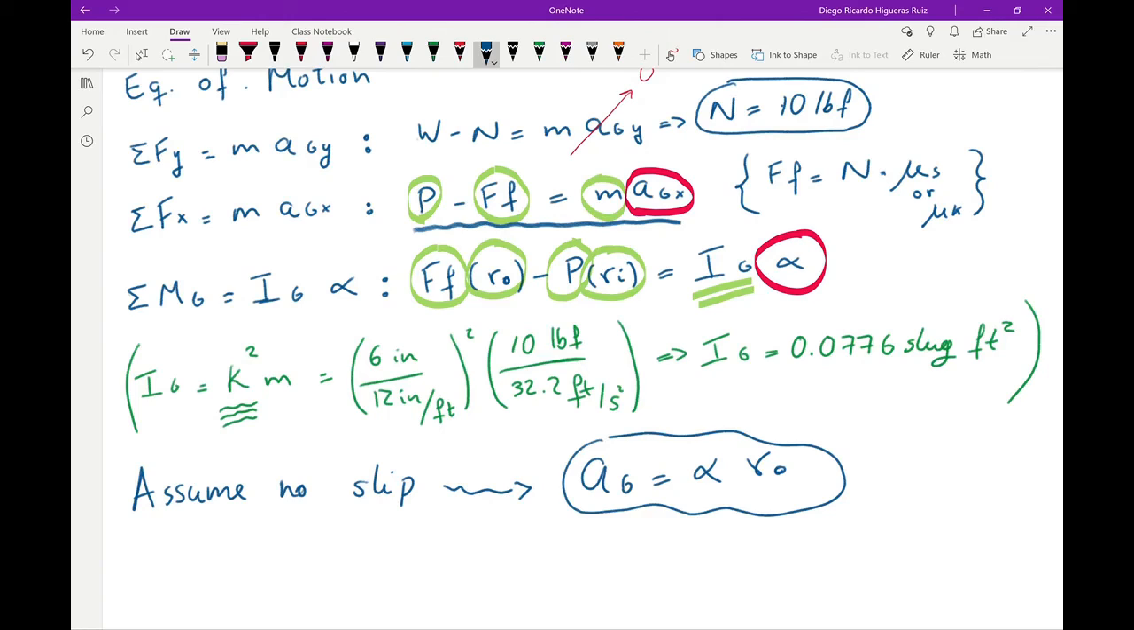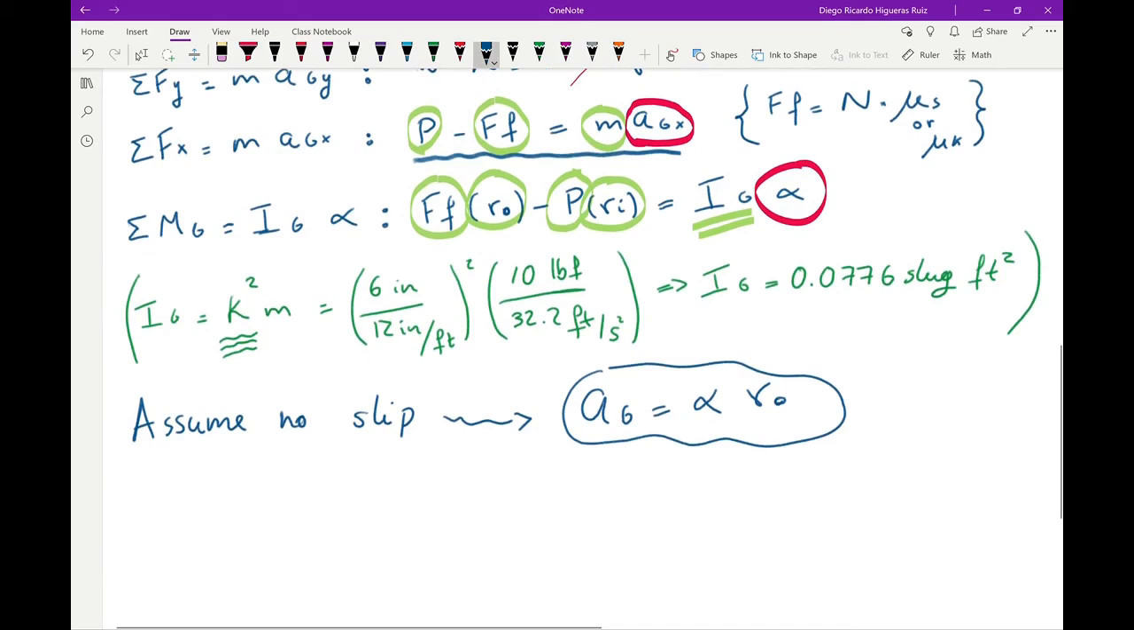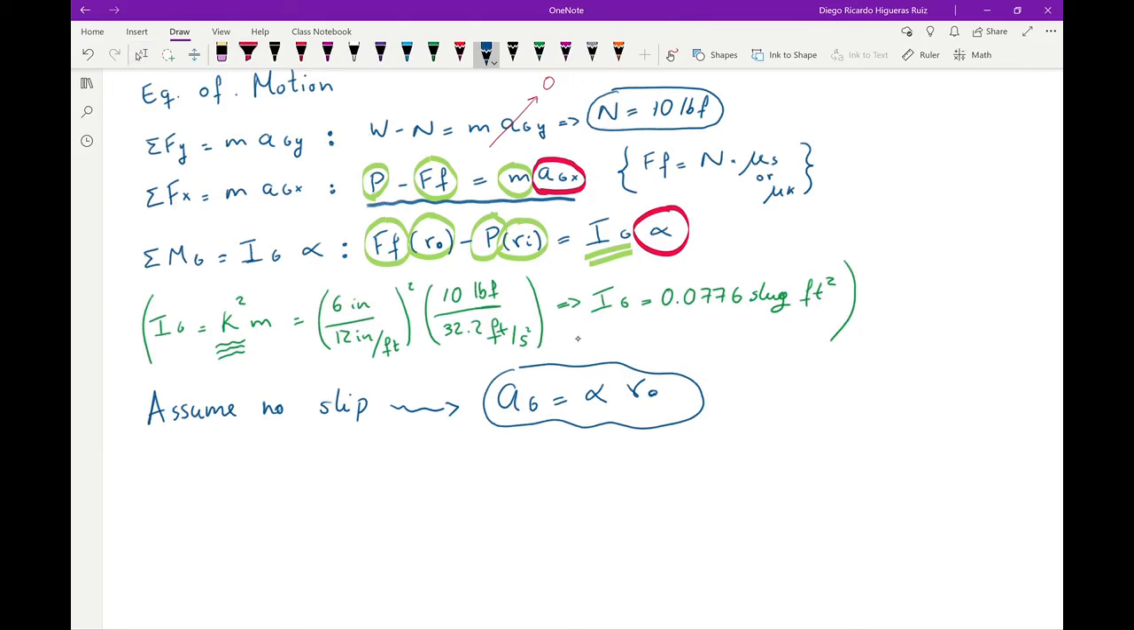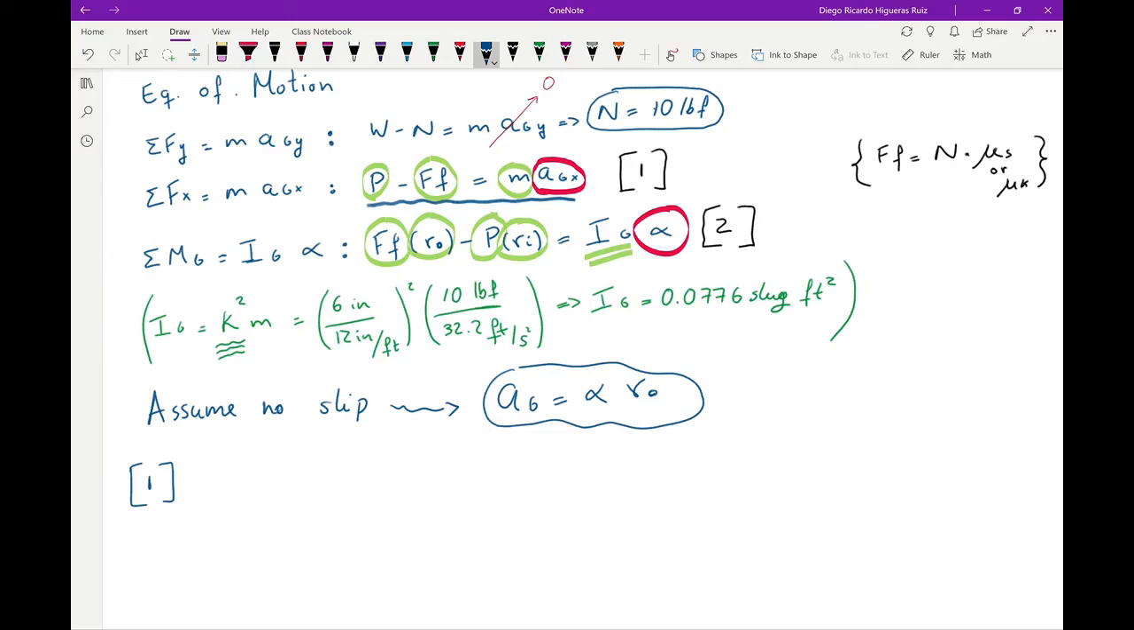All right, let me see what we got left. Basically, what we're gonna do now is solve for the friction force here. So let's see. Let me move this because I wanna number these equations. This is gonna be 1. This is gonna be 2. There we go. Now, from 1, we get what we got.